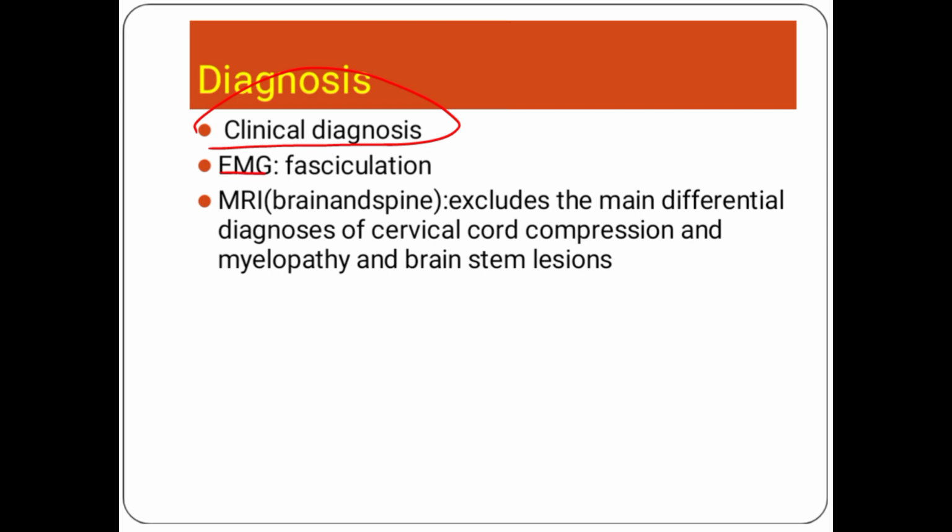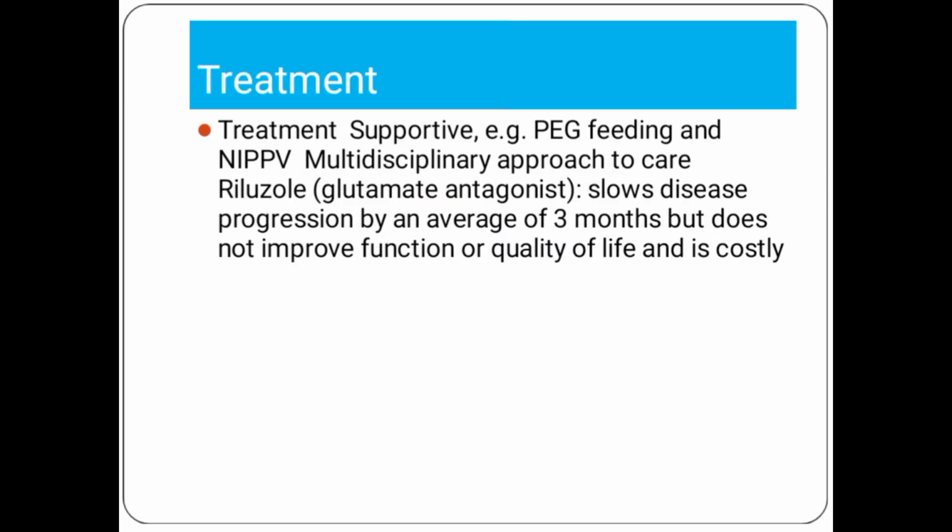In EMG you will see fasciculation. EMG is basically electromyography, and you see fasciculation. In MRI you see the brain and spine, which excludes the main differential diagnoses: cervical cord compression, myelopathy, and brainstem lesions.